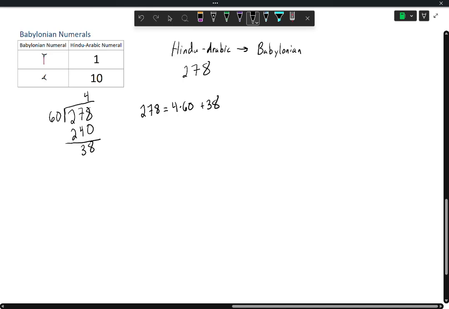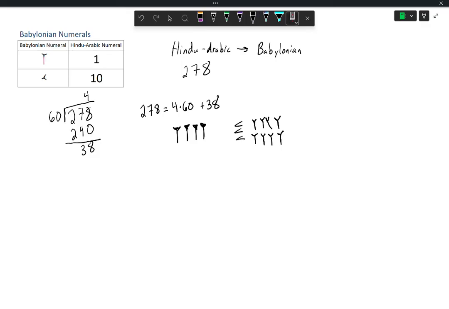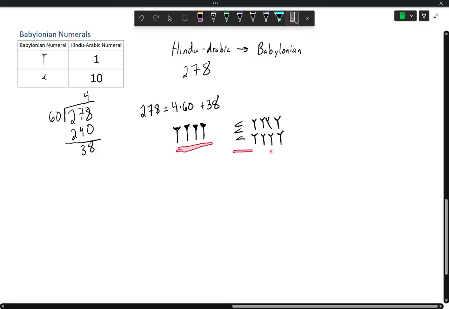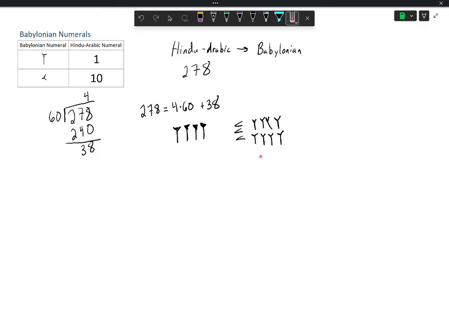So this is how the Babylonians thought of this number. They thought of it as 4 60s and then 38. Going to be a little sloppier, lazier with my ones just for the sake of time. So do you see how I have 4 60s here and 38 more? That's our goal with this notation.